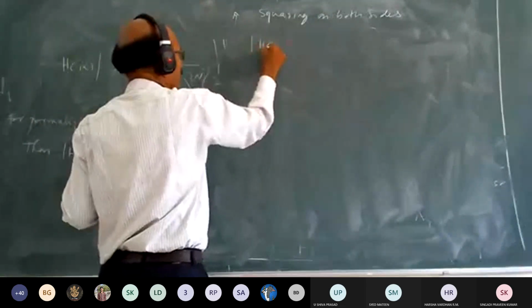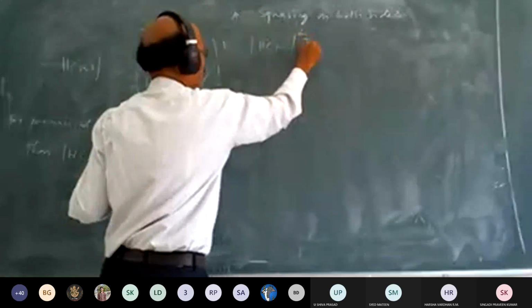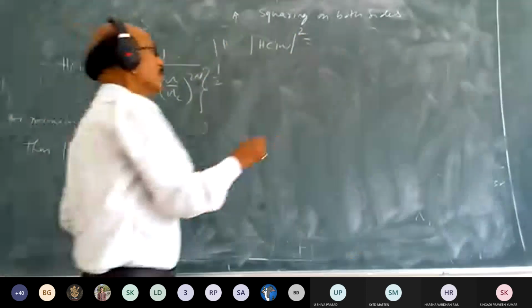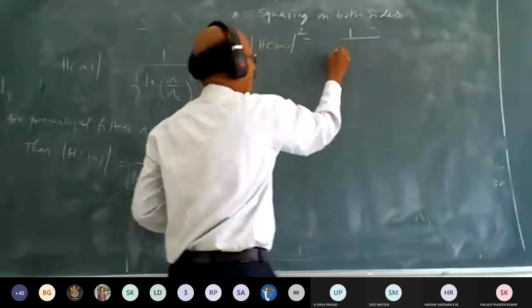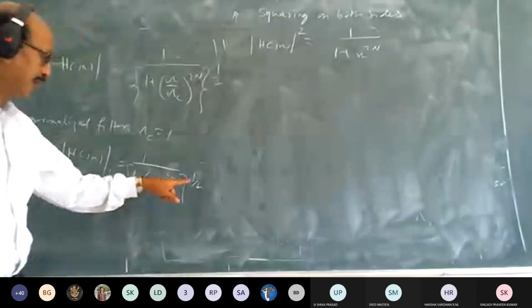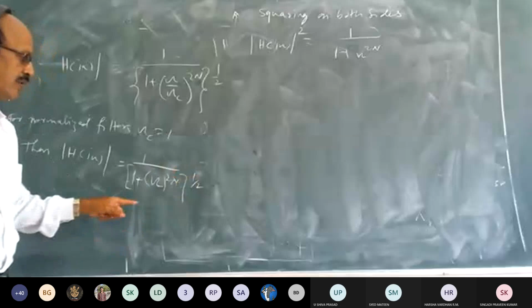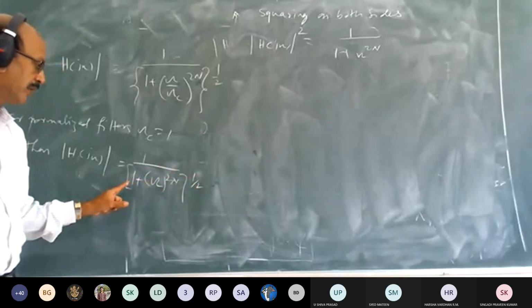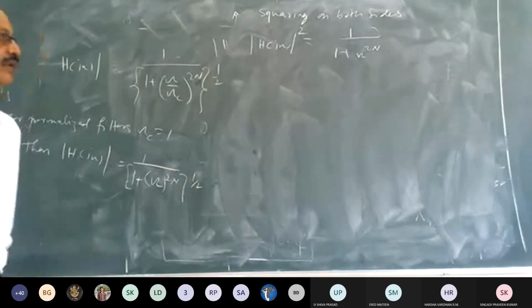Magnitude of H(jω)² is equal to 1 divided by 1 plus ω to the power 2n. Because I have the magnitude squared, when I square this, it becomes simply 1 plus ω to the power 2n.